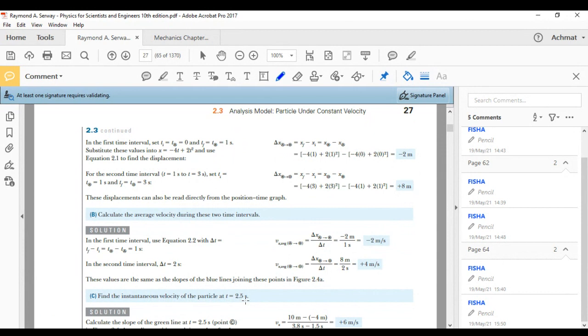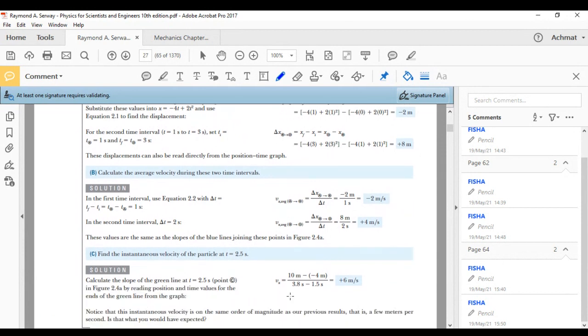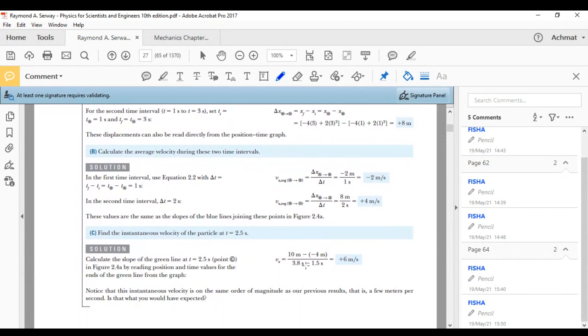Instantaneous velocity. What do we do here? Here you'll see what they did. I'm not going to do it like this. Here they explain what they did to get the instantaneous velocity.